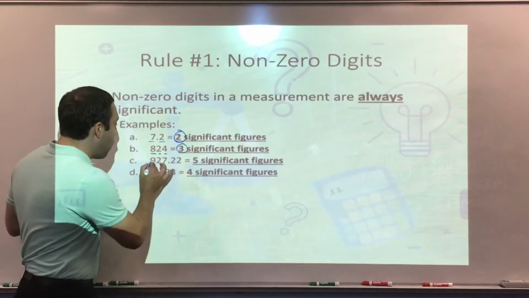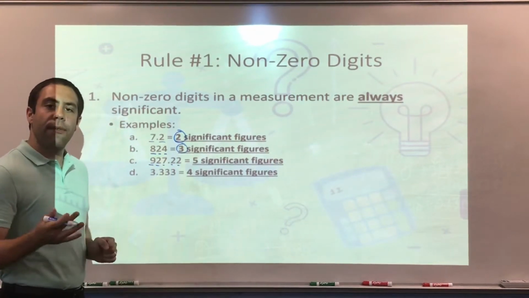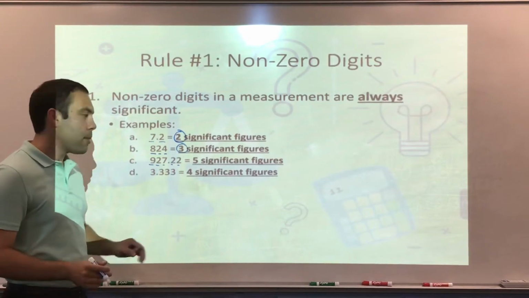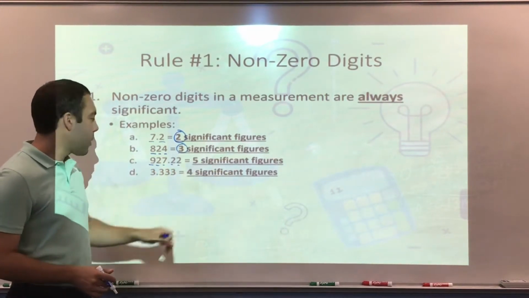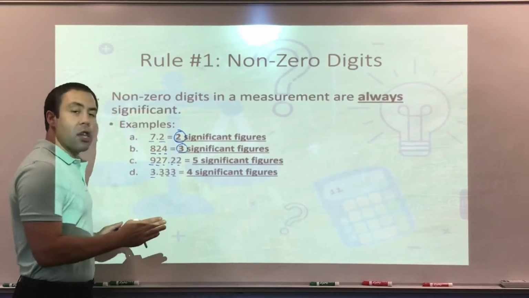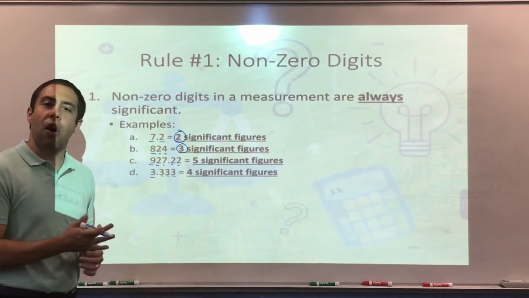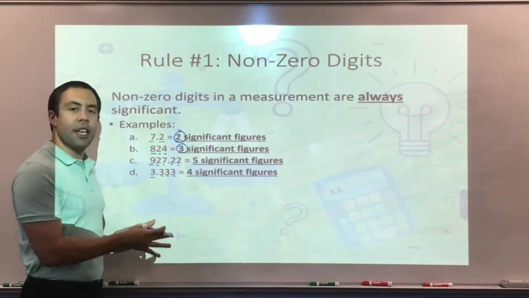927.22, 1, 2, 3, 4, 5, this number has five non-zero numbers. So this value has five significant figures. And finally, 3.333, there are four numbers that are not zero. Therefore, this value has four significant figures.